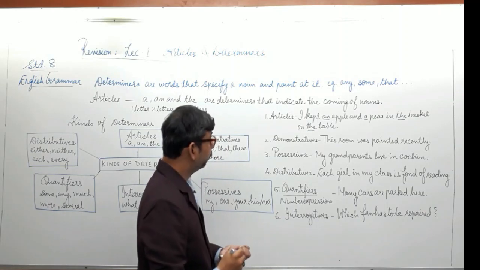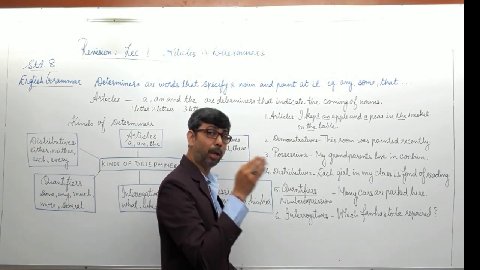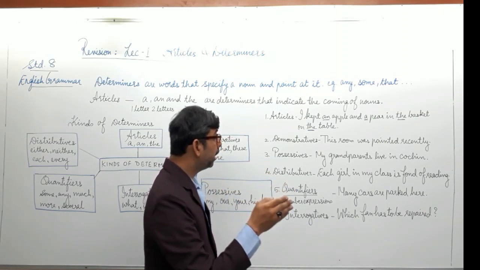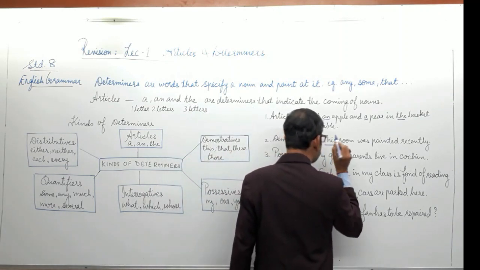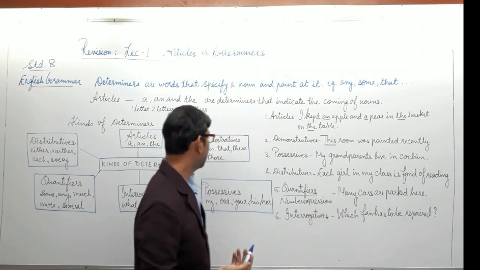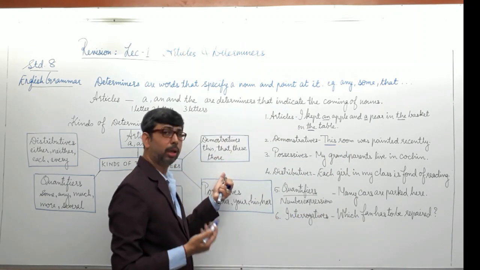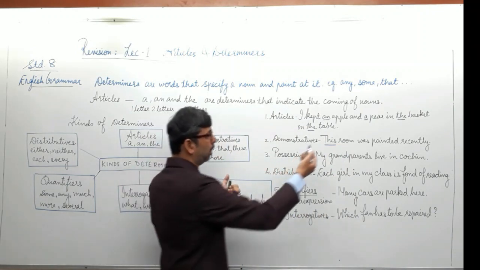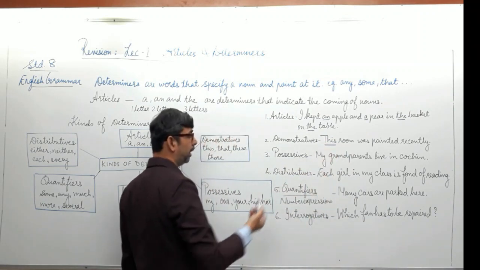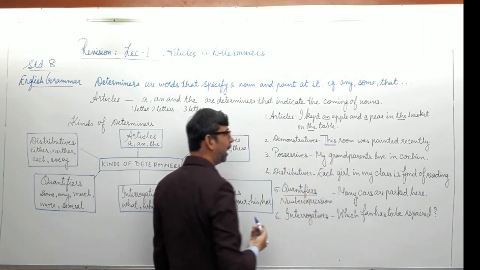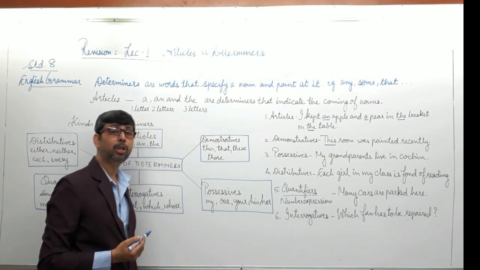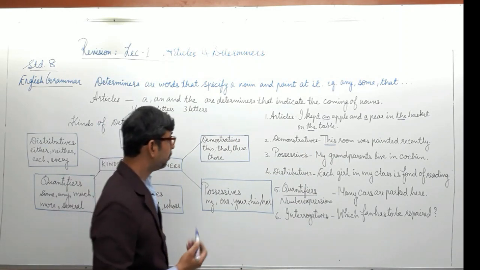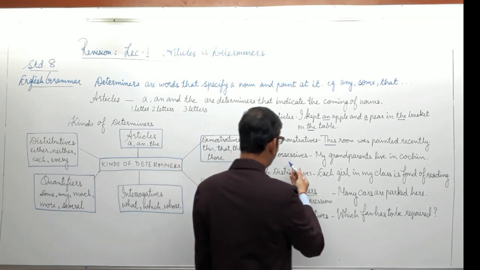Demonstratives. This room was painted recently. So we are pointing out to something. We are showing projection to something by saying not any room but this room. Similarly, words like that, these, those can also be used depending upon the sentence. So here in this sentence, the word this plays the role of a demonstrative, which is a kind of determiner. Moving on to the next sentence.